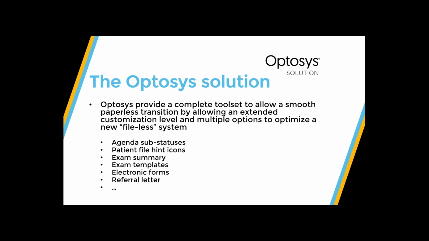So we have the agenda sub-statuses. We'll see that the patient is not only arrived, no-show or confirmed, but can also be in pretest, in exam room or in dispensing. Then we have the patient file hint icons. Some of you disregard them now that you have had them for a long time, but we have some icons at the top of the patient file that say a lot about a patient, sometimes sufficiently enough that we can have pretty much an idea about what kind of patient we're looking at.